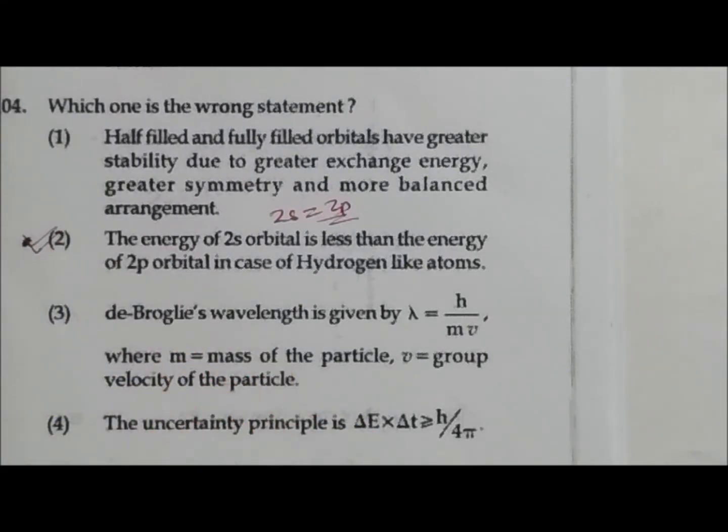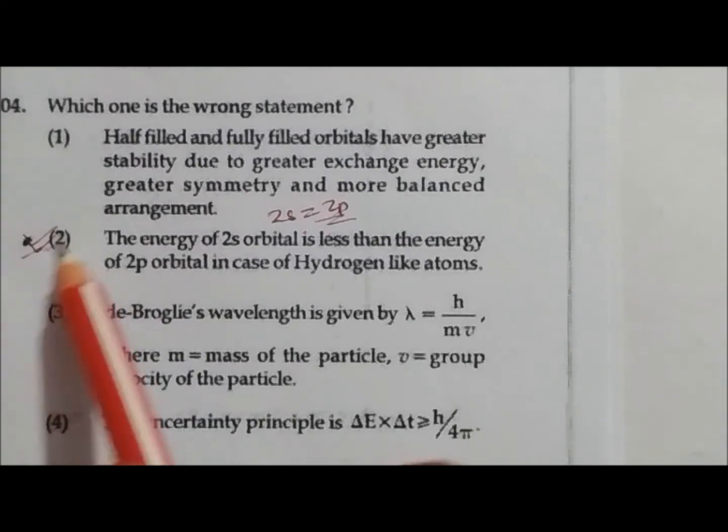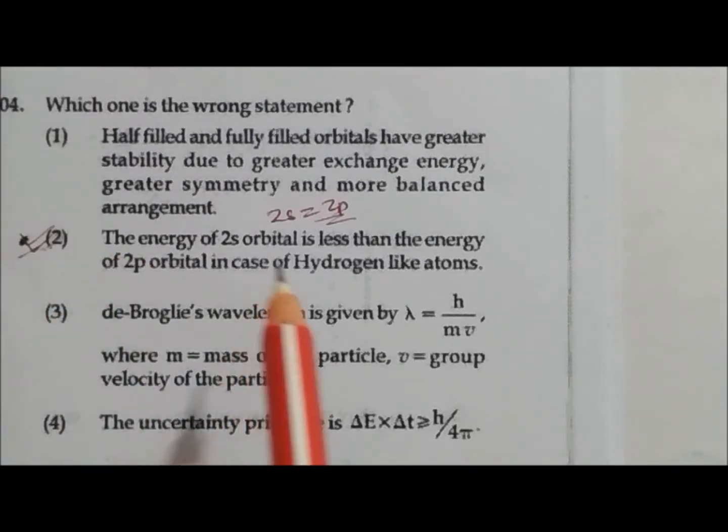Let us check the third and fourth. The de Broglie equation is given by lambda equal to h by mv. It's correct. And the uncertainty principle is delta E into delta t is greater than or equal to h by 4 pi. This is also a correct statement. So 1, 3, and 4 are correct. This is the only wrong statement. Our answer is second.